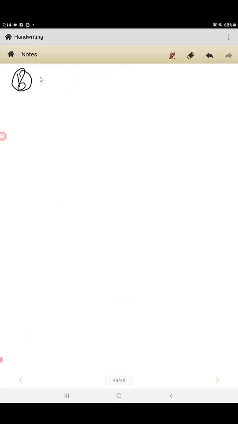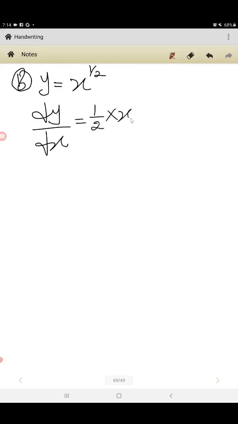He said y is equal to x raised to power half. Then dy over dx will be, that half will multiply the base, that is the x. You will subtract 1 from the index, which is half. So by the time we subtract half minus 1, it will still give you minus half.